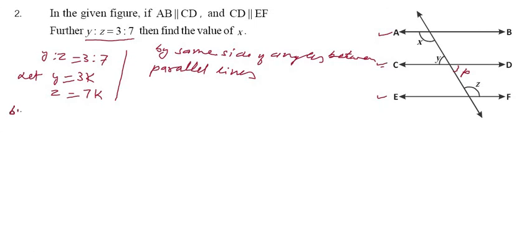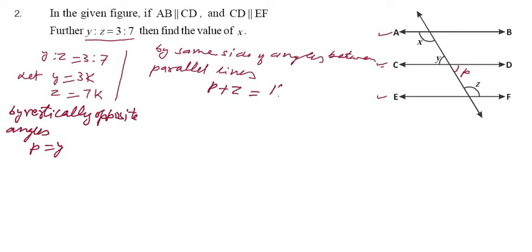By vertically opposite angles, y is equal to p, so you can say p is equal to y. And here, by the same side angles, p plus z will be equal to 180 degrees. Now put the value of p, so y plus z is equal to 180 degrees.